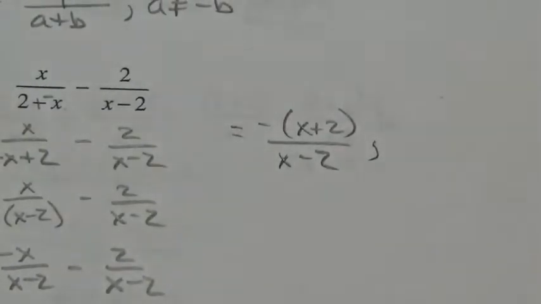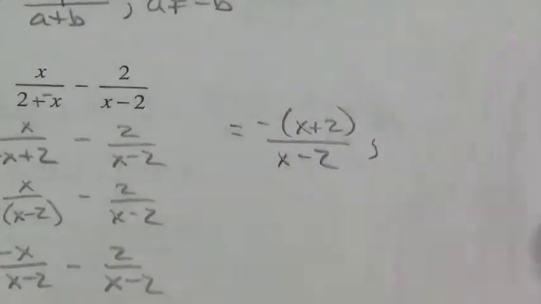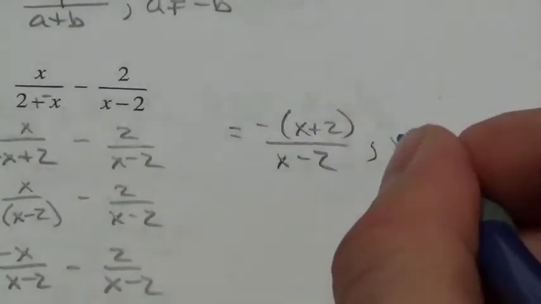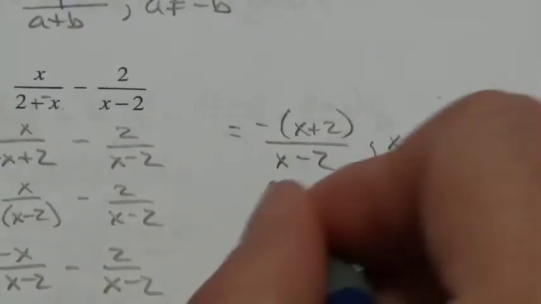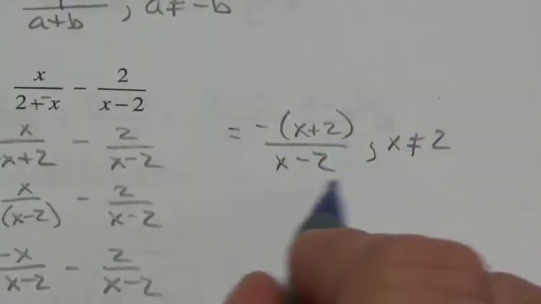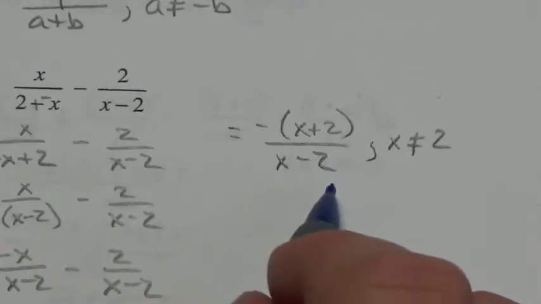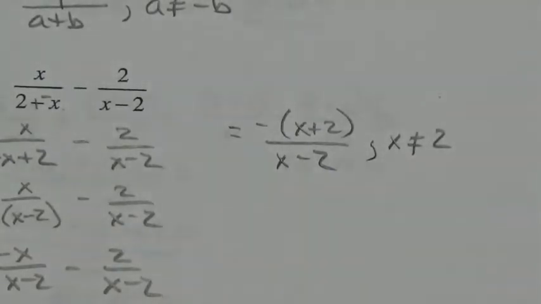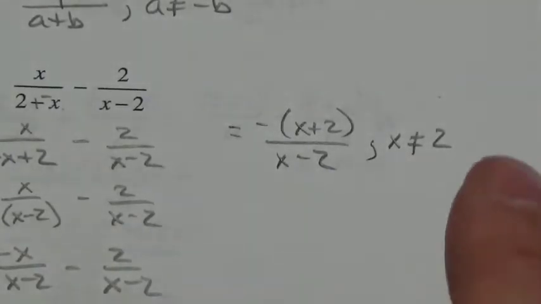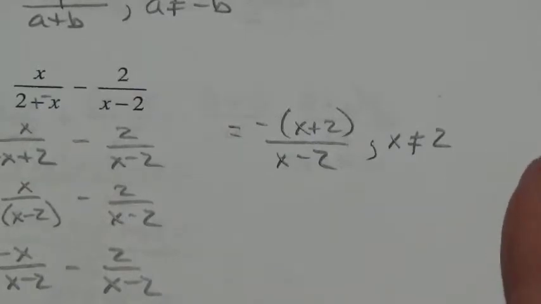I didn't cancel any expressions with x in it, so the restriction that I get at the end here is the restriction I started with, and the restriction here is that x cannot equal positive 2. Okay, now bear in mind, and I know we said this before, but I should say it again here, 0 is not automatically a restriction.